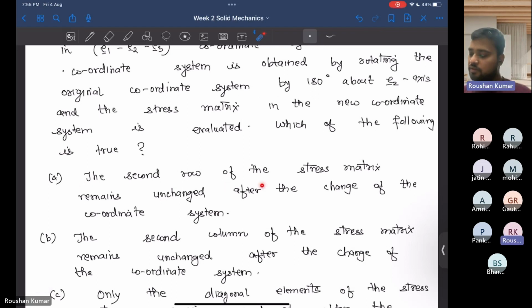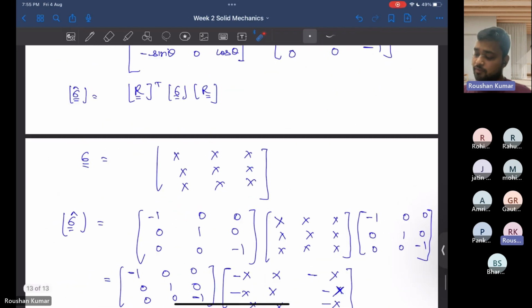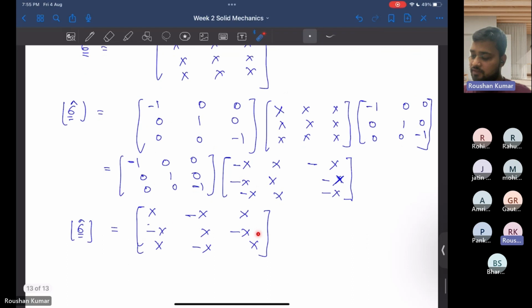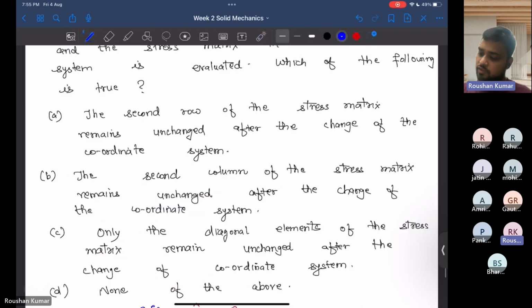The first option says the second row of the stress matrix remains unchanged after the change of the coordinate system. So let's move on to the second row of the stress matrix. This is the second row, and it has changed. As you see, the first and the third components become minus x from x. So this is not the correct option. The first option is incorrect.